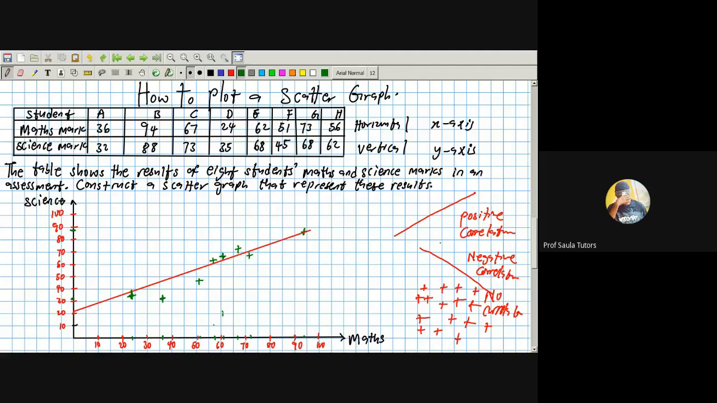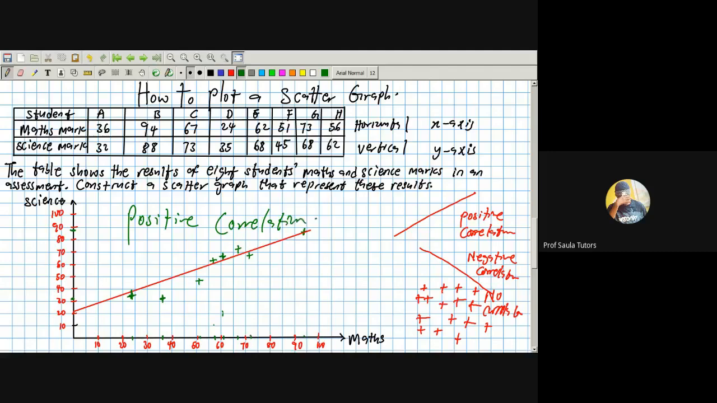Now check, looking at this example, what type of correlation exists between these two data? Is it positive correlation, negative correlation, or no correlation? Positive correlation. Exactly. So we have positive correlation. This is positive correlation.